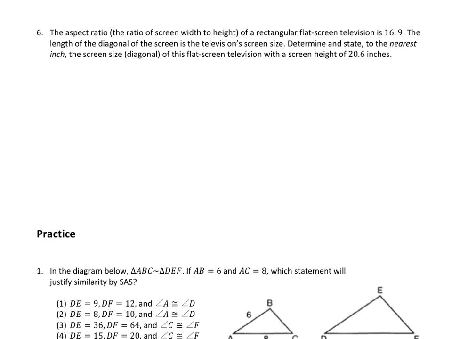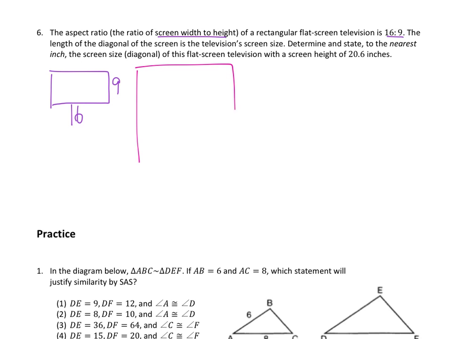Number 6 says the aspect ratio, the ratio of screen width to height of a rectangular flat screen TV, is 16:9. The length of the diagonal of the television screen is the screen size. Determine and state to the nearest inch the screen size, meaning the diagonal, of the flat screen TV with a screen height of 20.6 inches. So what they're saying is that we have essentially a small TV here, a scale drawing of a TV, where the width to height is 16 to 9. Width to height 16 to 9.